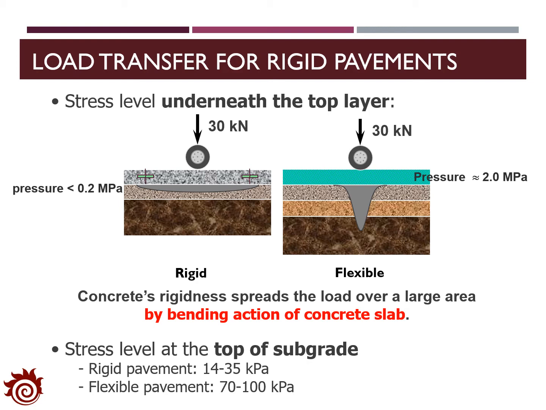The pressure for the flexible pavement under the top layer could be as high as 2 megapascal, while for rigid pavement, based on the bending actions of the concrete slab, the pressure can be smaller than 0.2 megapascal, and the distribution is wide and uniform. In addition, if we check the top of the subgrade, the stress for the rigid pavement could be as low as 14 to 35 kilopascal, but for flexible pavement, it's around 70 to 100 kilopascal, which is much higher than the rigid pavement.